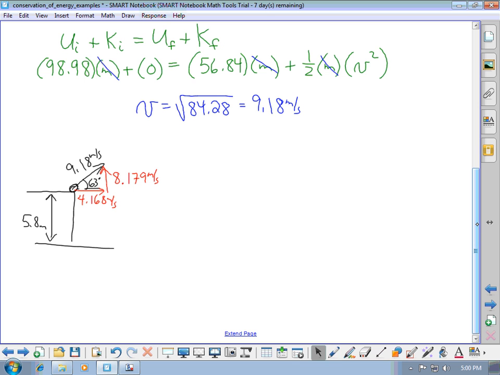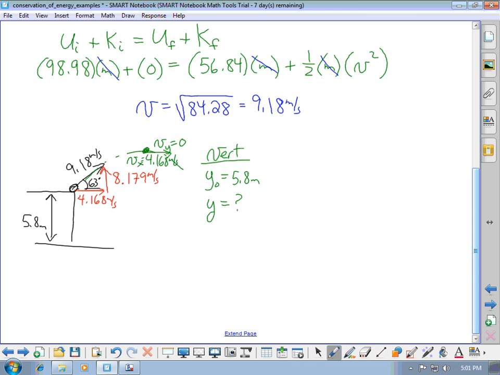So if I look at the vertical direction, my initial height is 5.8 meters. My final height is what I'm looking for. It's when she goes up. And at this highest point, we know that the vertical component of her velocity is 0. The total velocity is not 0. I could not use conservation of energy to figure out what height she reaches. Again, we would end up going through and we would get the same 10.1 meters that we had before. The reason that we can't do that is because she still does have a horizontal velocity of 4.168 meters per second.